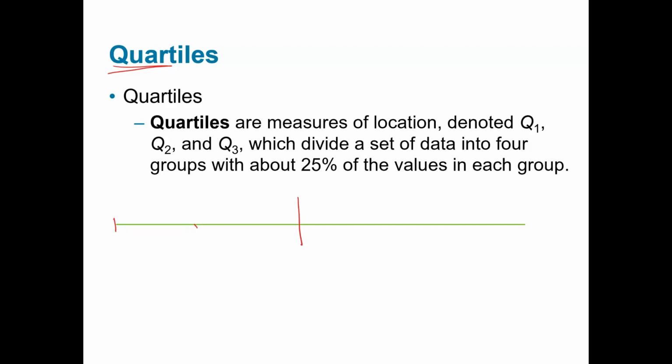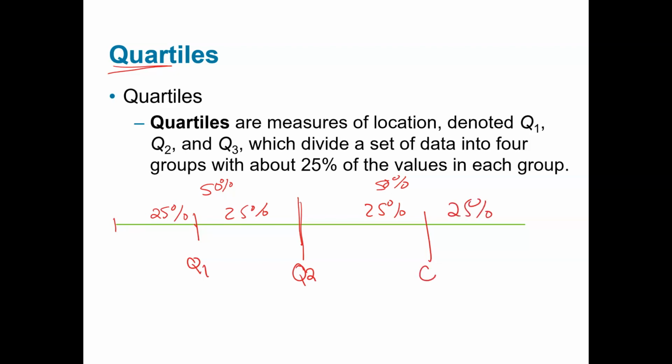So if we have our data and we divide it into 50%, that's going to be our Q2, or our median. And then if we were to divide it further into 25%, that's going to give us our Q1 and our Q3. So we're essentially dividing our data up into a bunch of medians.